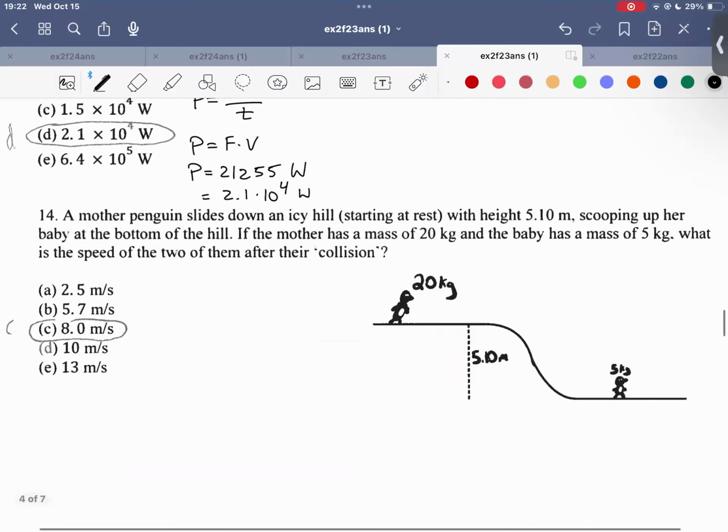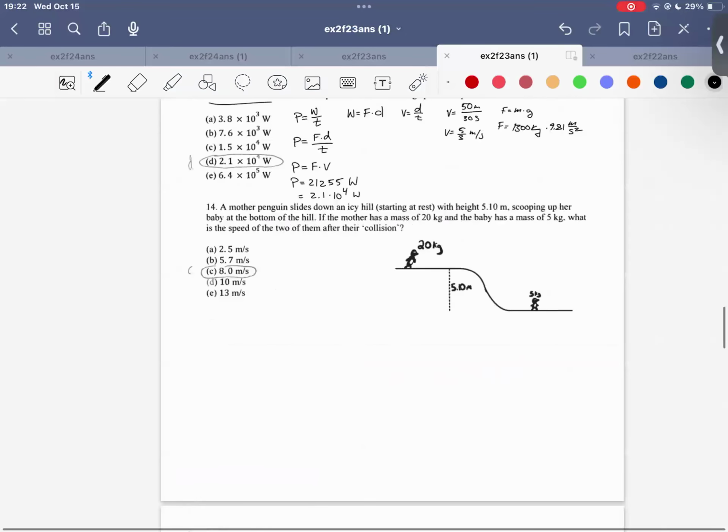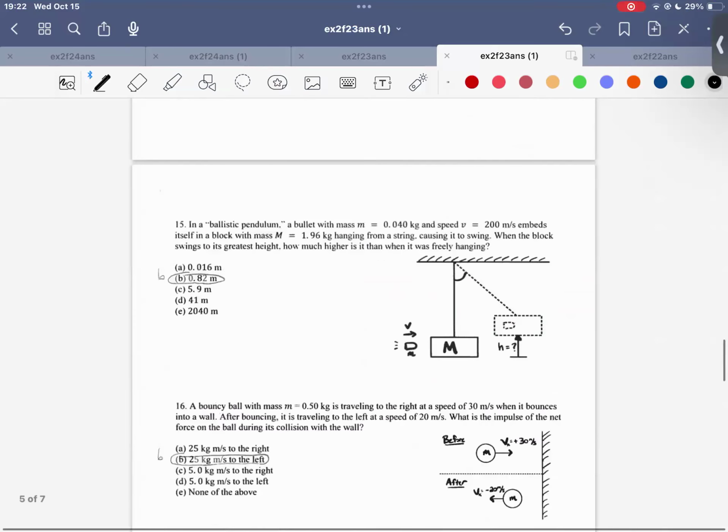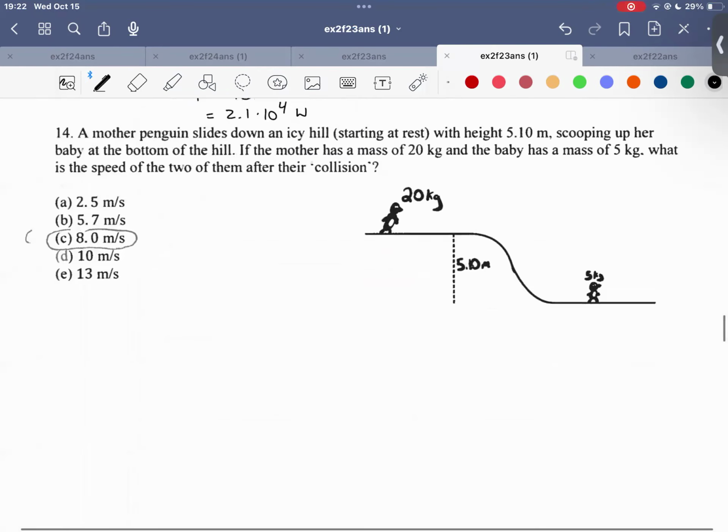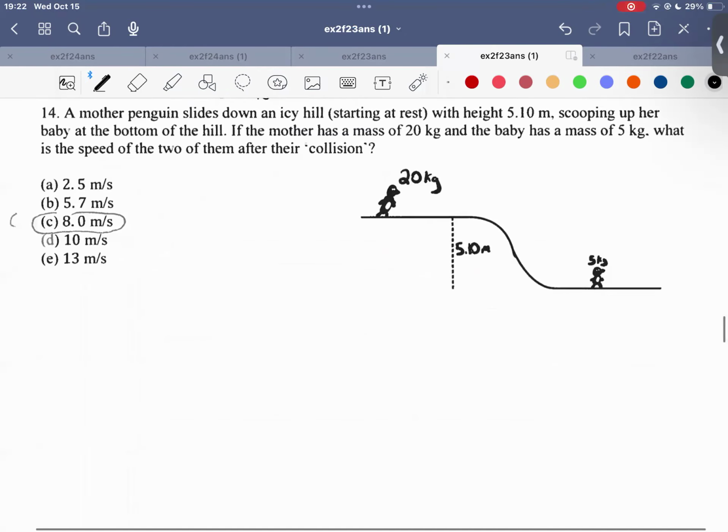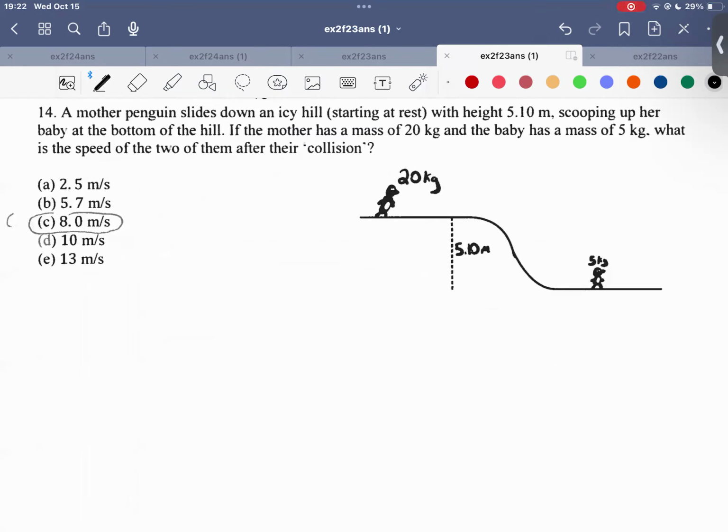Okay, so 14. I think the impulse question is here. Yeah, the impulse is 16, so we'll cover that too. Number 14 first, before we get to the impulse question.